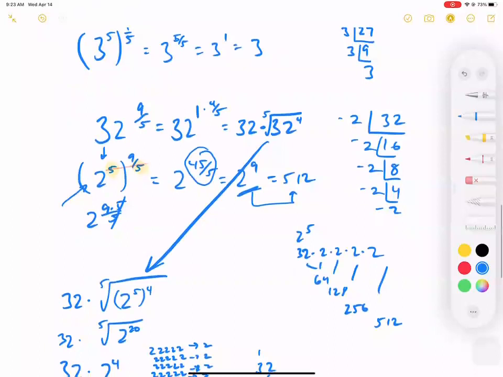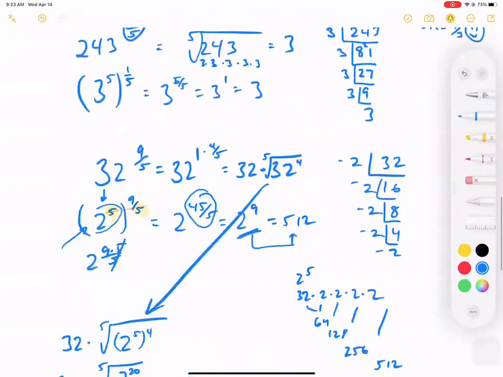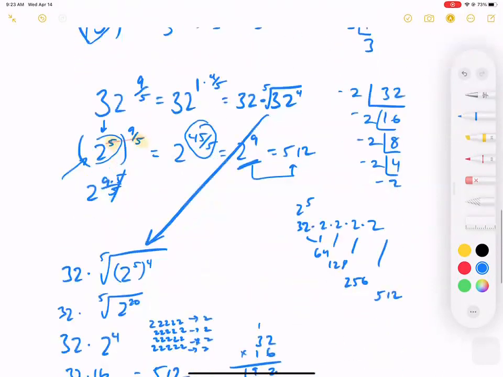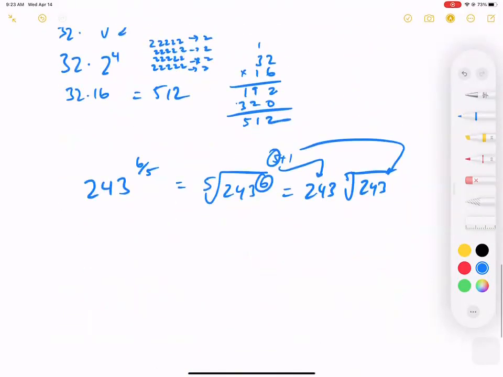243 is up here, is 3 to the 5th power. Okay, that's what 243 is. So it's 3 to the 5th power, 6 over 5. Okay, now we're dealing with exponents. Take a look at it. The 5 and the 5 divide out nicely. We are left with, sorry, not 2, 3. I'm sorry, this was 3. 3 to the 6. I don't know what 3 to the 6 is.